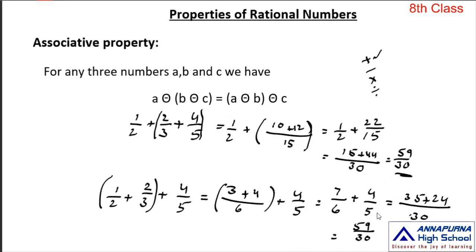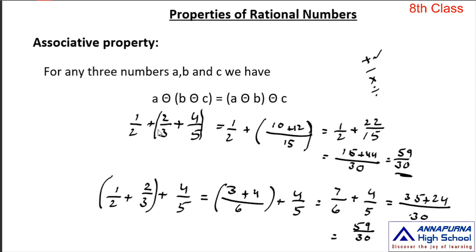So in these two cases, do we get the same result or not? Yes, we get the same result. That means when you take any three rational numbers and apply addition between them, you can add the three rational numbers in any order and we get the same result. Here we observe the most important character of the associative property: the order of applying the fundamental operation.